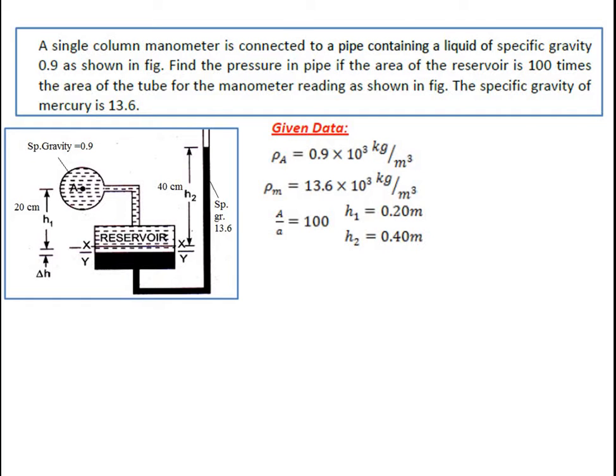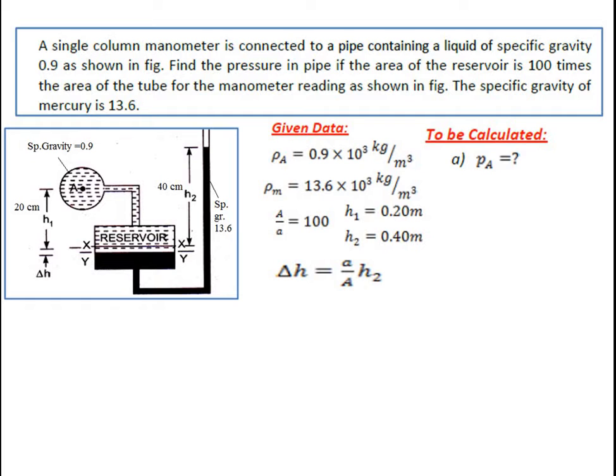One more thing given here is to find the pressure in the pipe if the area of the reservoir is 100 times the area of the tube. So capital A by small a is 100. H1 is equal to 20 centimeter, which is 0.2 meter, and H2 is equal to 40 centimeter, which is 0.4 meter. So from this we have to calculate PA, the pressure at point A.